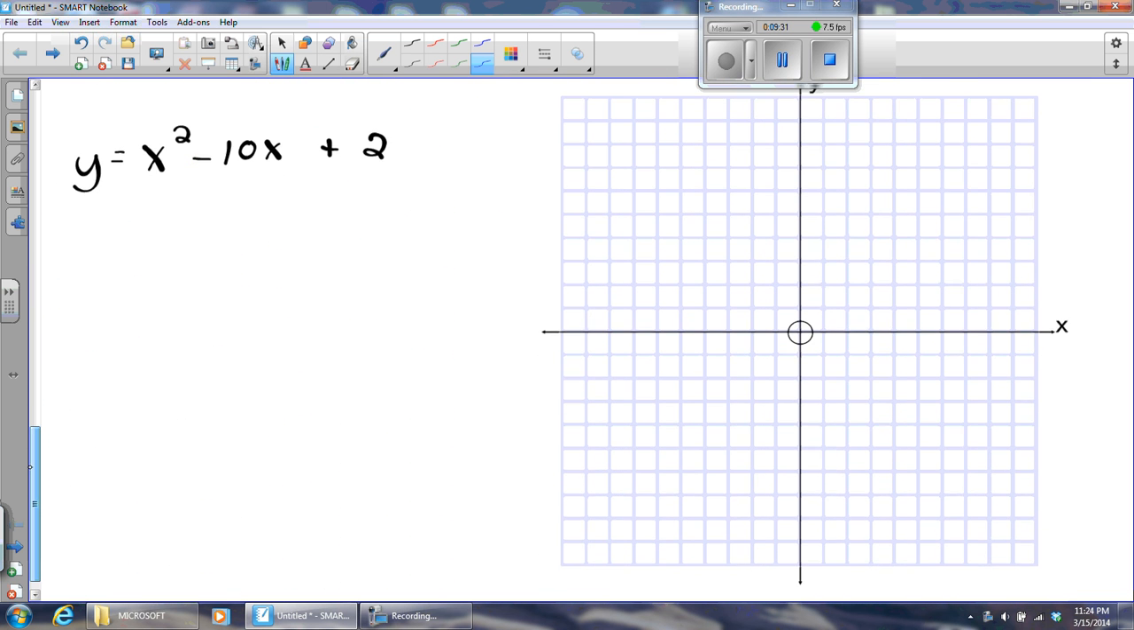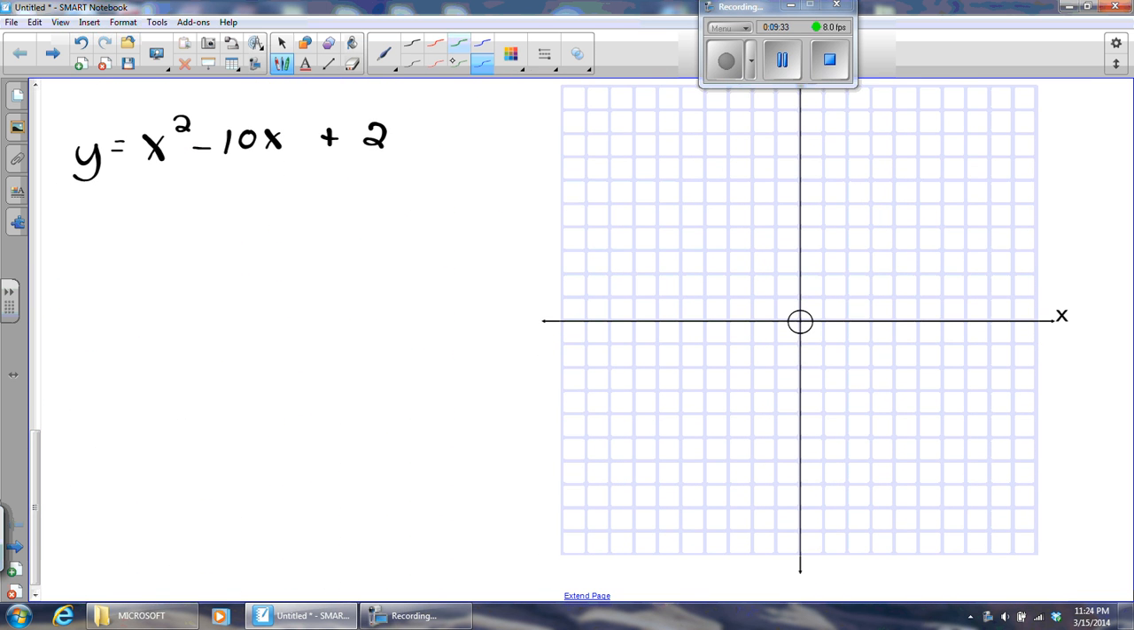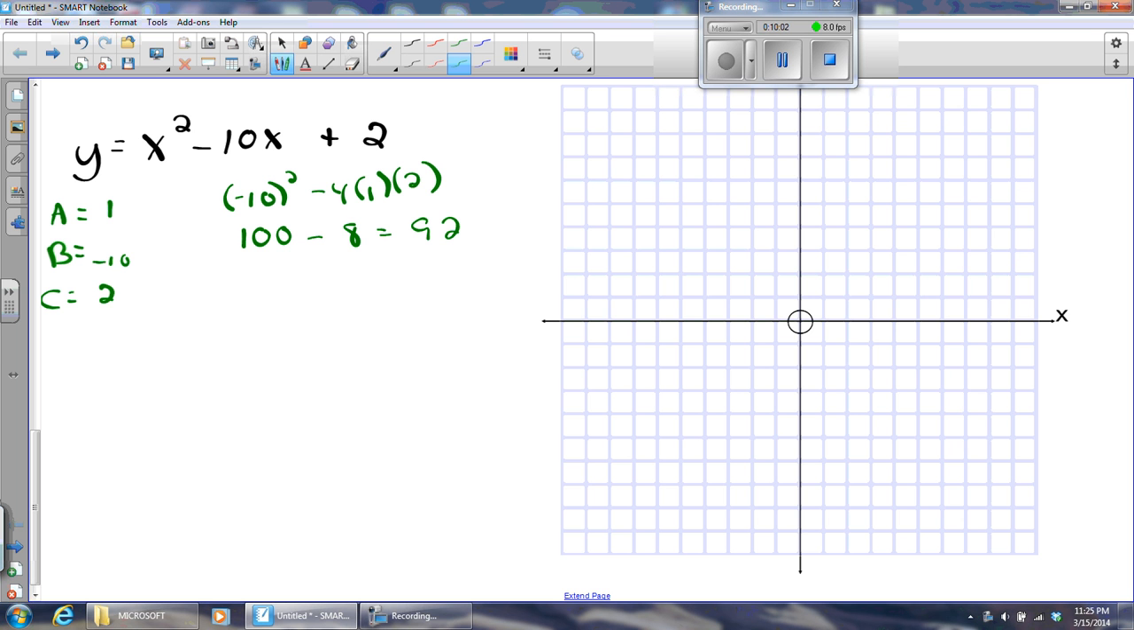Let's try another one. Tell you what, let's go ahead and we'll find the discriminant. A, B, C. Easy as 1, negative 10, 2. All right, so I'll do b squared minus 4ac. That'll be 100 minus 8, which is 92. So there's going to be two solutions, right?